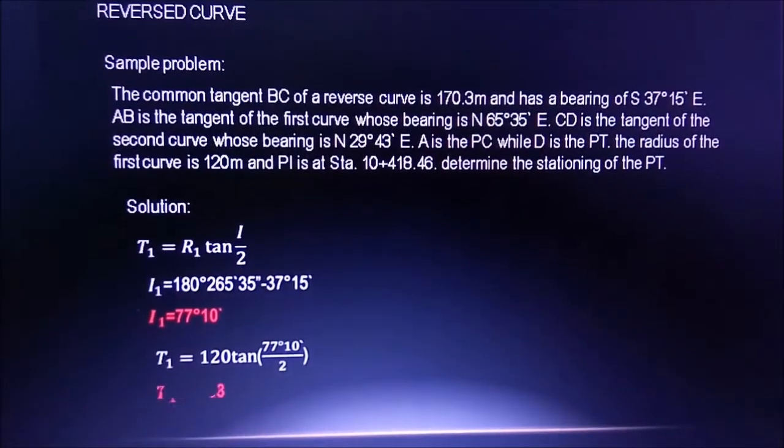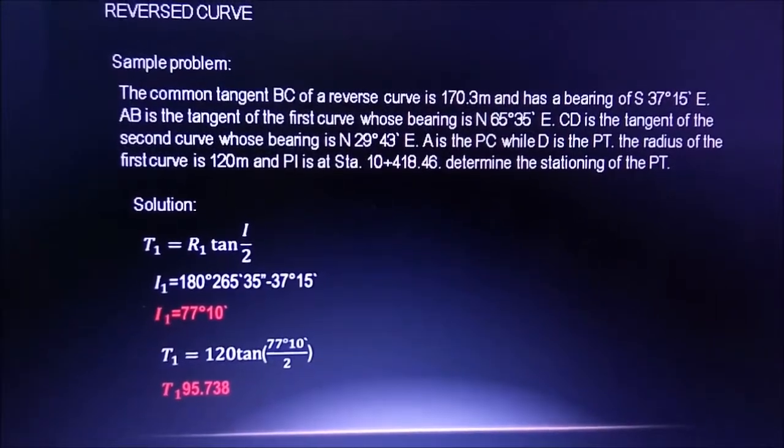So T1 is equal to 95.738. L sub C is equal to 20 I1 over D1, which is 20 I1 over 20 times 360 over 2 pi R1, which is equal to pi R1 I1 over 180. L sub C is equal to pi times 120 times 77 degrees 10 minutes over 180 degrees. For the second curve, L sub C is equal to pi R2 I2 over 180.